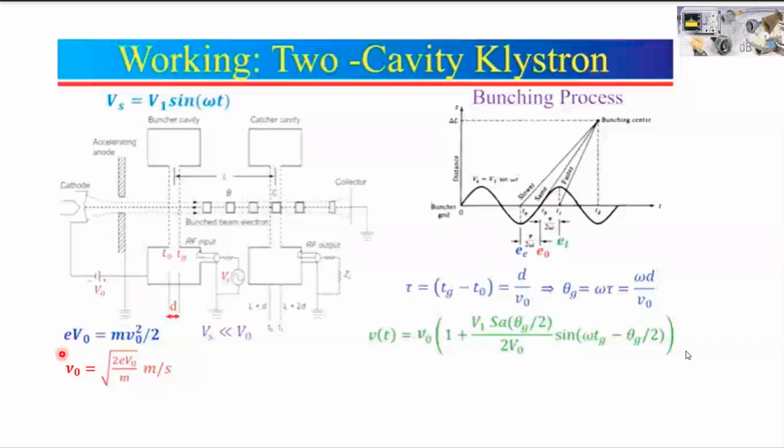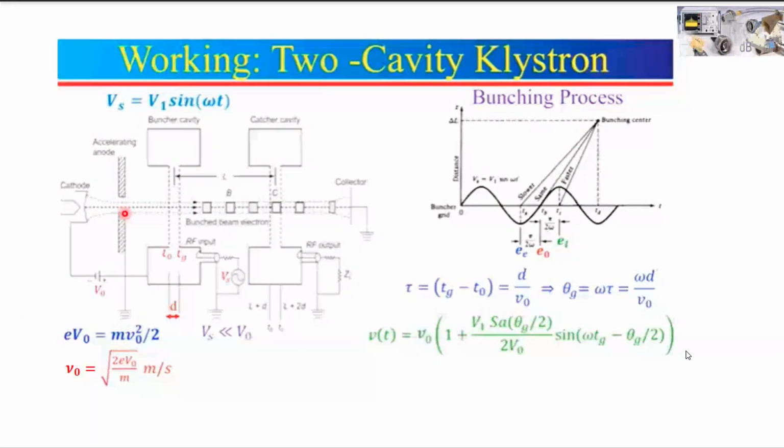Okay. Now let us see in detail. So this is, as I told you, the cathode. This is the cathode, collector, input cavity, that is nothing but the buncher cavity, and the catcher cavity acting as the output cavity. So the input RF signal is applied here, and the output signal will be taken from this.